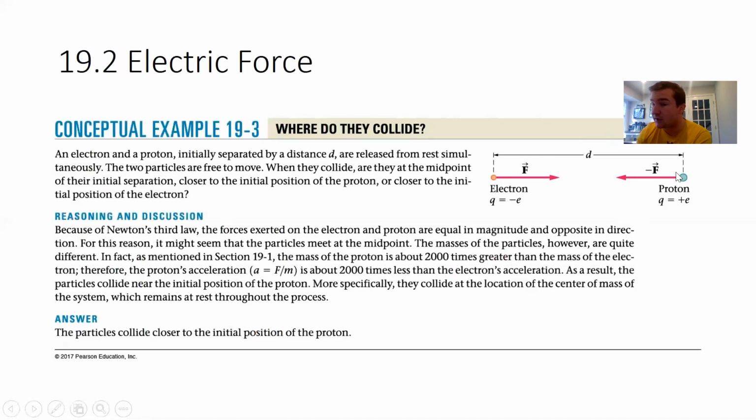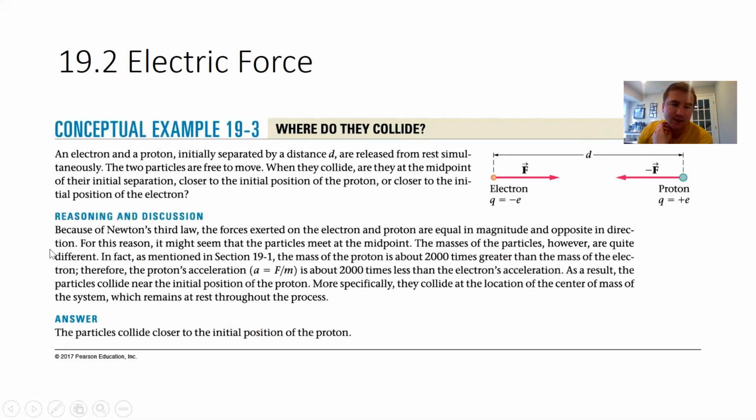The proton, because it's much more massive, even though it has the same force, will move slower. Or sorry, did I say left? The electron moves to the right, and the proton is going to move slower to the left. So if the electron's moving fast and the proton's moving slow, where are they going to meet up? They should meet up closer to the proton.